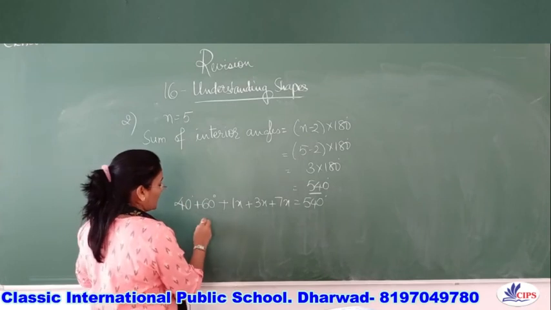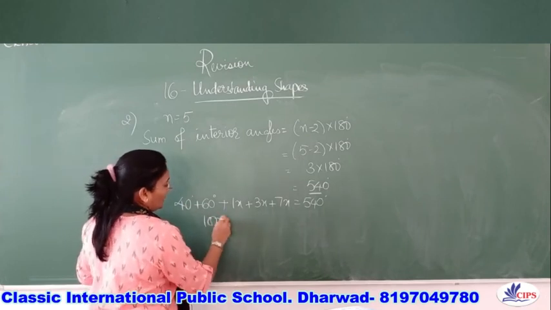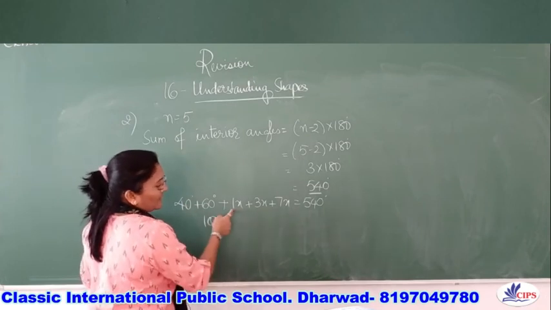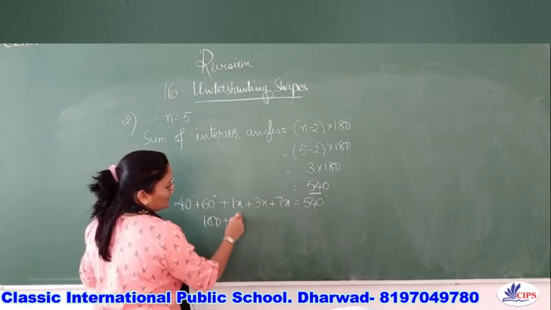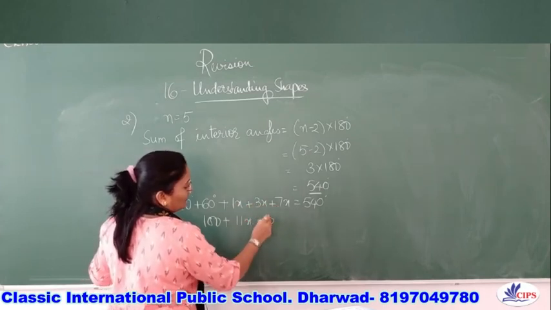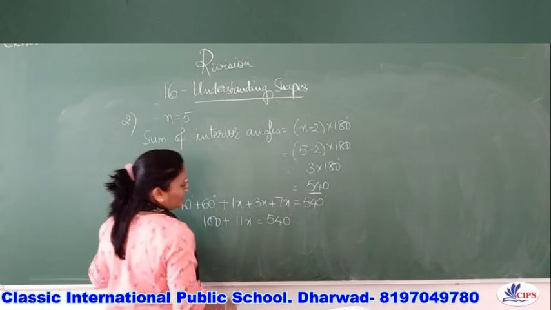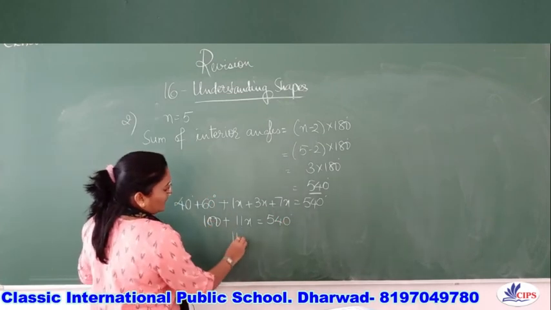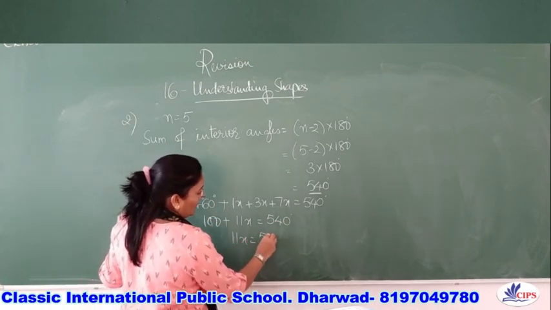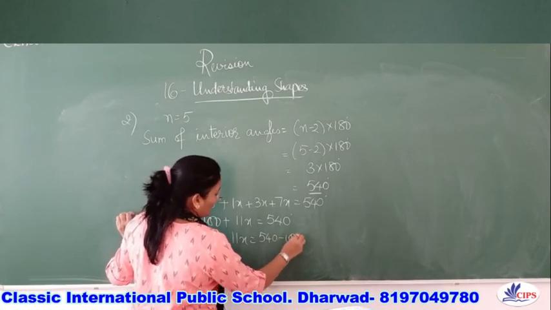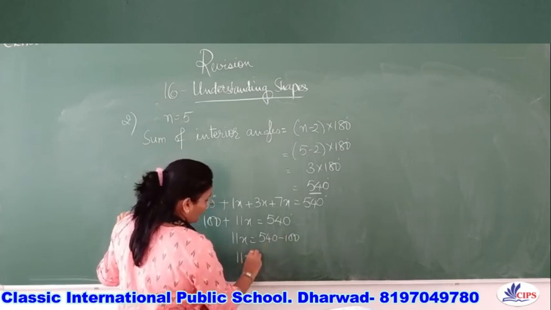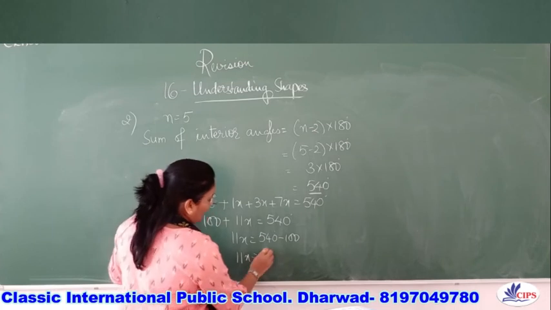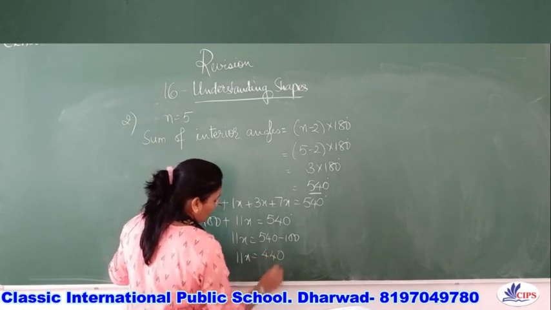Now let us add this. 40 plus 60 is 100, plus. Now these are variables, let us add them. 7 plus 3 is 10, 10 plus 1 is 11x, is equal to 540 degrees. Now 11x is equal to 540 minus 100. So 11x is equal to, what is 540 minus 100? It's 440.